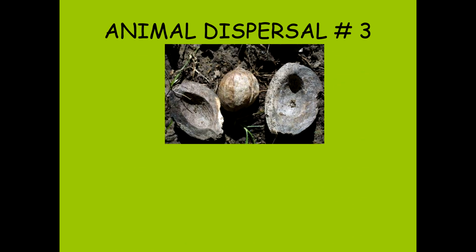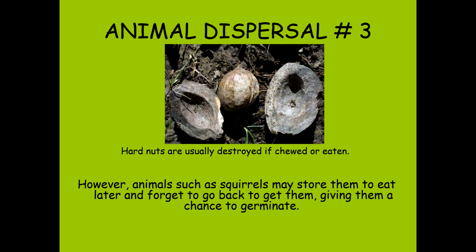The third example, well, to me this looks a little bit like a stone or a rock, not really a seed. Well, that's because it's a hard, strong nut. Now, usually if these are eaten or chewed, these seeds are destroyed. But some small animals, such as squirrels, will try and gather these seeds and they will take them to their nests to eat later.